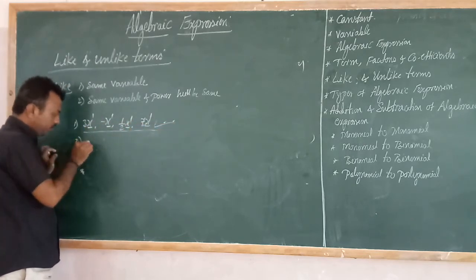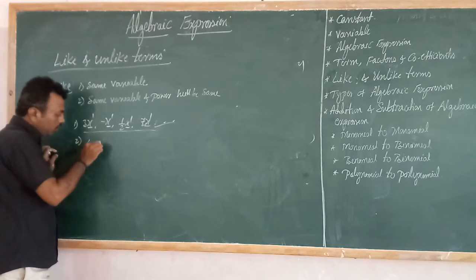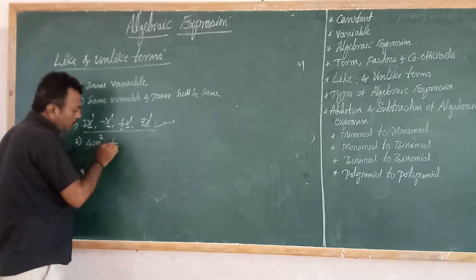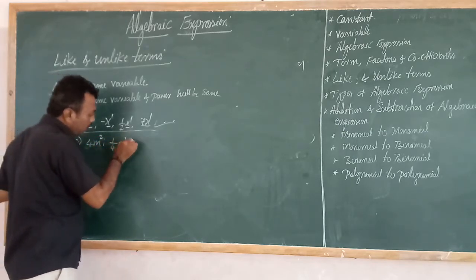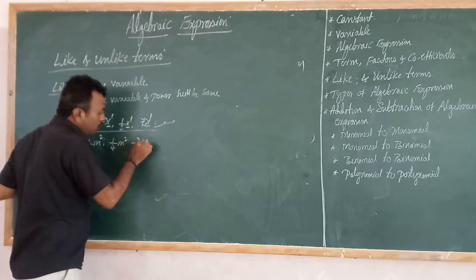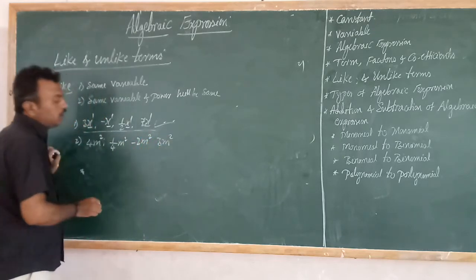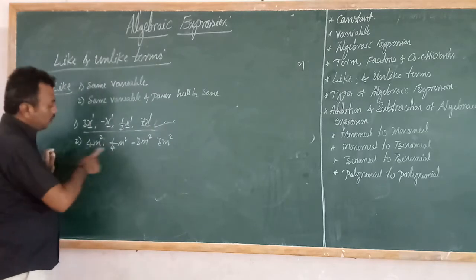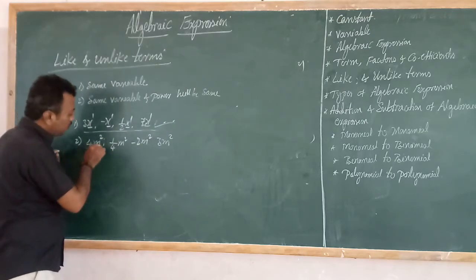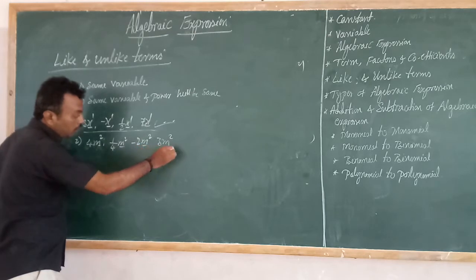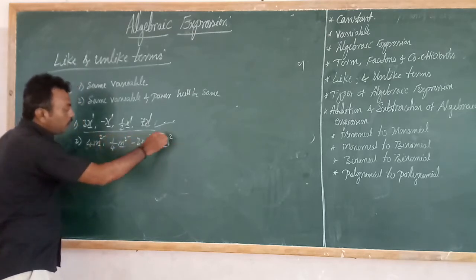Another example, 4m square, 1 by 4m square, minus 2m square, 3m square. So these are also called what? Like terms, because see here, m is the same variable and the power is the same.